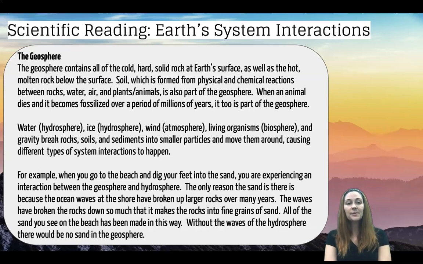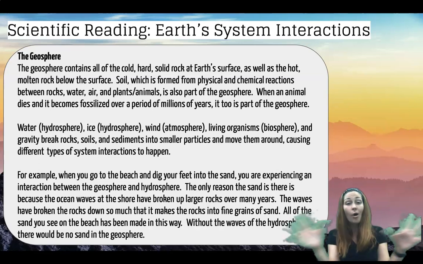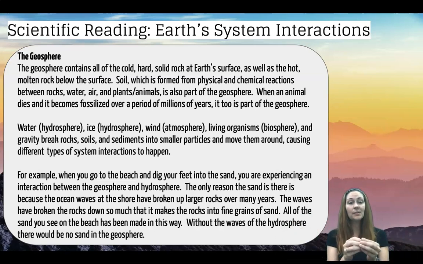So, for example, when you go to the beach and you dig your feet in the sand, you are experiencing an interaction between the geosphere and the hydrosphere. The only reason the sand is there is because the ocean waves at the shore have broken up larger rocks over many years. The waves have broken the rocks down so much that it makes the rocks into fine grains of sand. All the sand you see on the beach has been made this way. It's rocks getting tumbled around in the hydrosphere by the ocean that breaks it up and creates our beaches. Without the waves of the hydrosphere, there would be no sand in the geosphere.